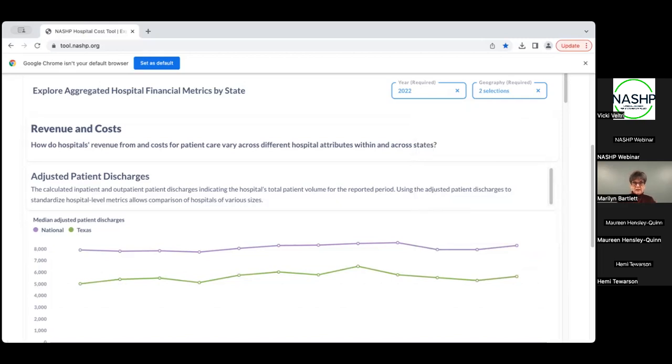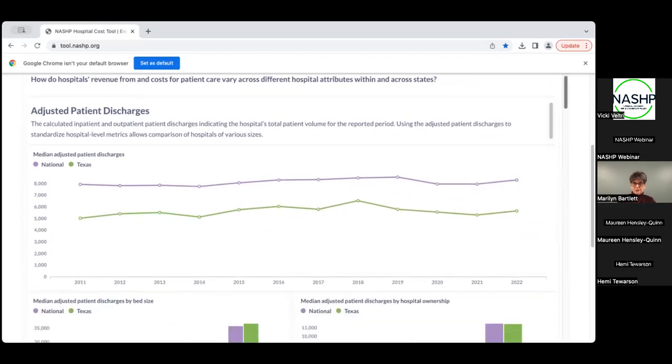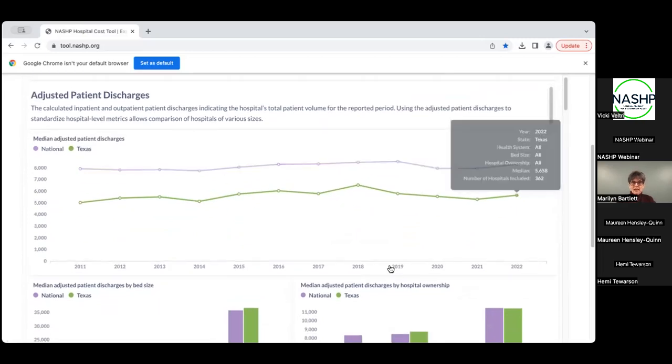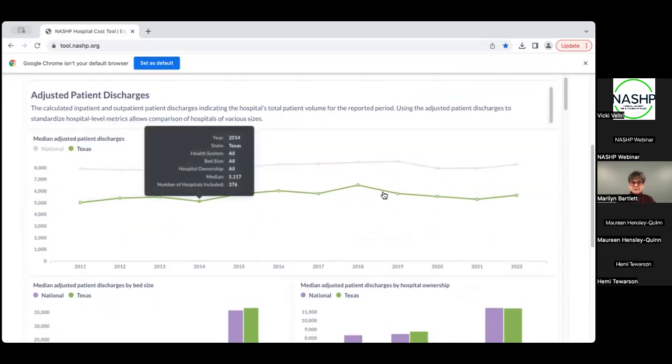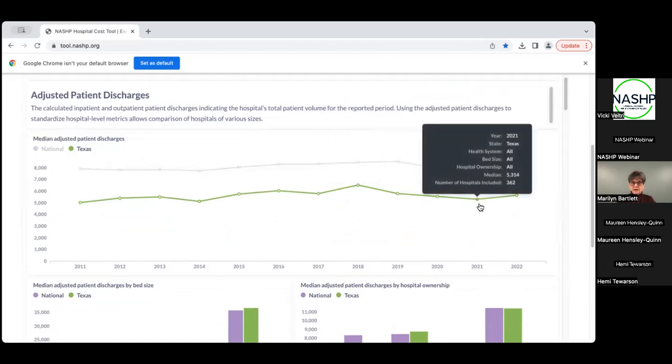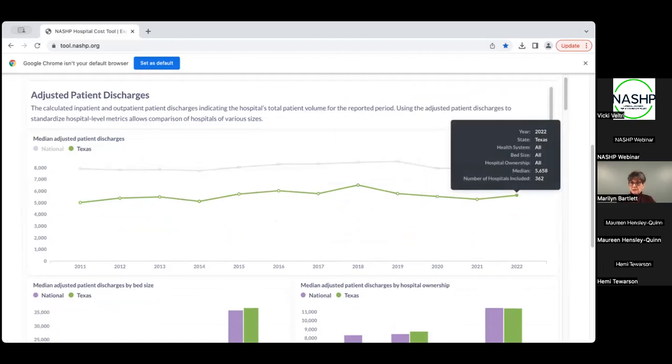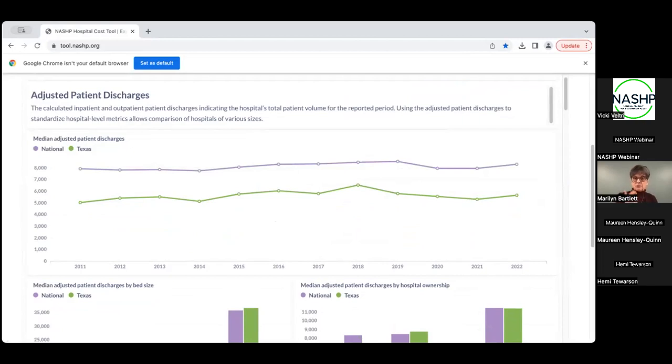So let's take a look at adjusted patient discharges. This is inpatient, outpatient. And it's interesting to see that Texas is a little bit lower now than the national median. These are medians. You can hover over any point and you will get the detail. For Texas, 362 hospitals. The median is 5,658. Now, it's interesting in Texas, since we're using the median, Texas has a lot of small rural hospitals. So you might see that lower than you would see in other states.